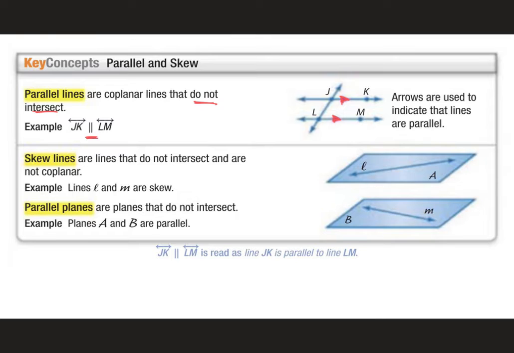Skew lines are lines that do not intersect and are not coplanar. So an example of skew lines is on the right. Parallel planes are planes that do not intersect. For example, planes A and B are parallel. So plane A is basically an entire, think of a sheet of paper on top, and then plane B is another sheet of paper, and they'll never intersect. So those would be considered parallel planes.